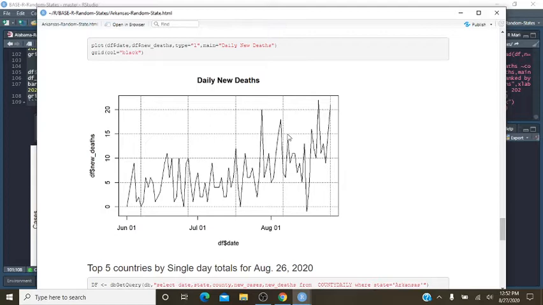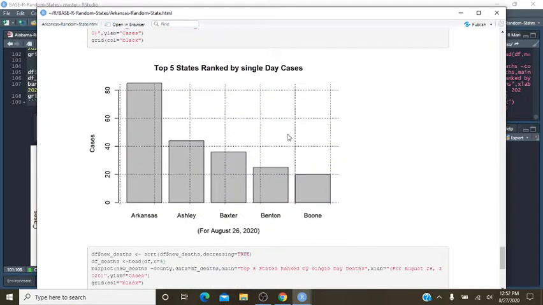So, I guess the good news is cases appear to be declining, but deaths are holding. The good news is that the cases are apparently in a bit of a decline.